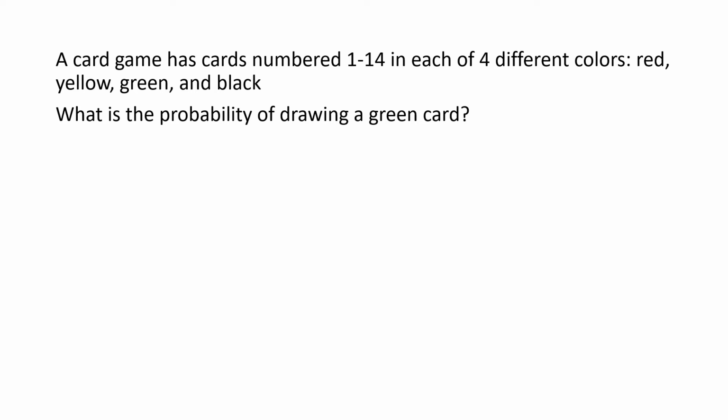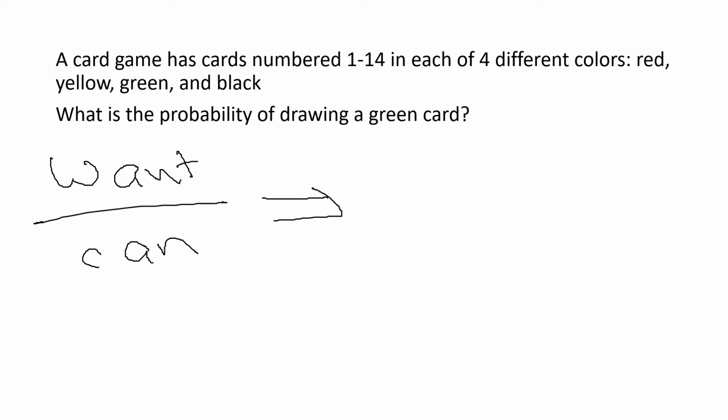So the equation is what I want over what I can get. Now, I want a green card. Well, how many different cards are there in this stack that are green? Well, I know that there's going to be 1 through 14, which is 14 cards, that can be green. Every other card in that deck will either be red, yellow, or black. 14 of them could be green. It doesn't matter what number I pull. I just want the probability of pulling a green card. So what I want is 14. Then over what I can get.